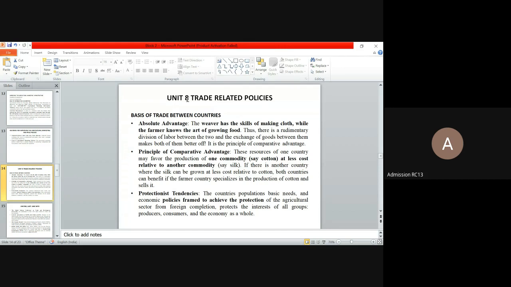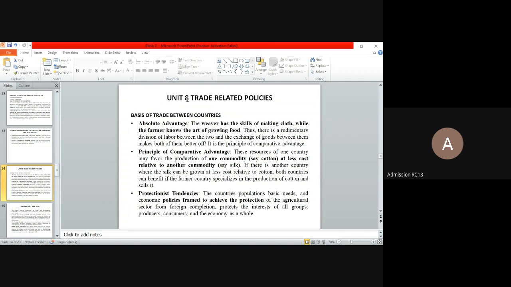The last is protectionist tendencies, where the policies have been framed to protect particular sectors. Whenever more foreign competition is there, you need to protect the interest of the exporters, protect the interest of the consumers, protect the interest of producers, and the economy as a whole.